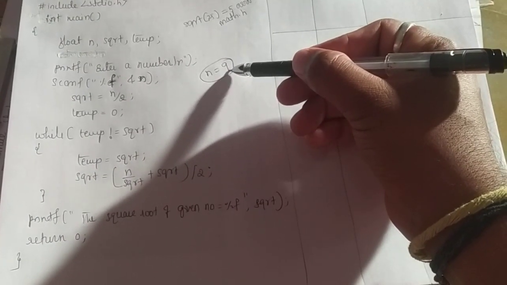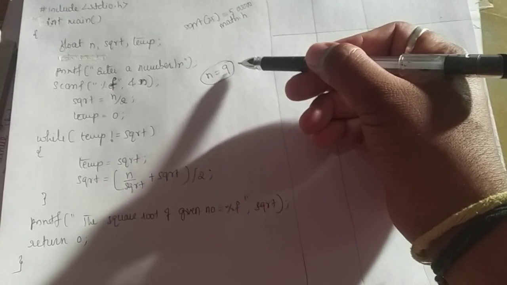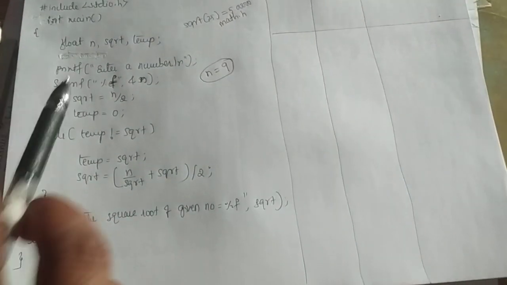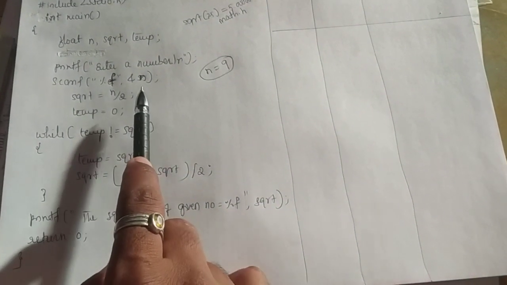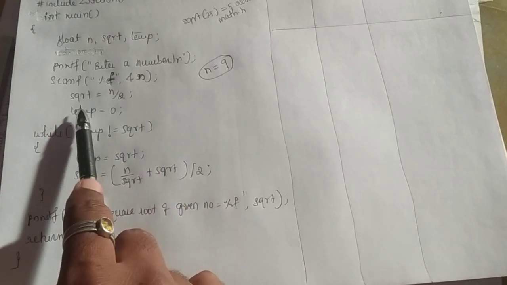It means I am finding the square root of the given number 9. What is the square root of 9? 3. At the end I should get the answer 3. Once I have a value in the n variable, I can go for the next steps.